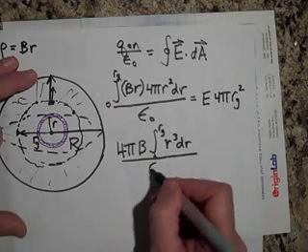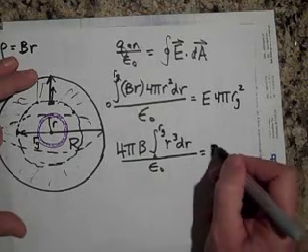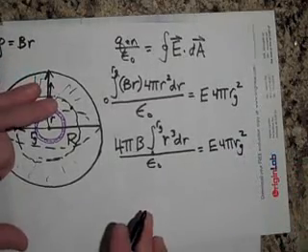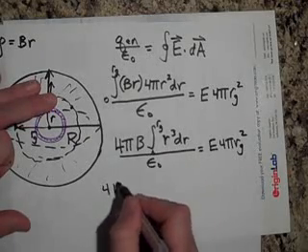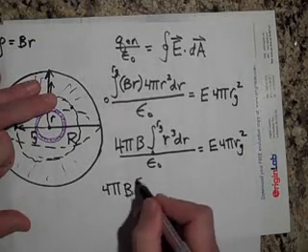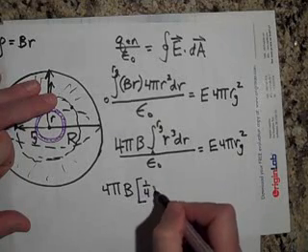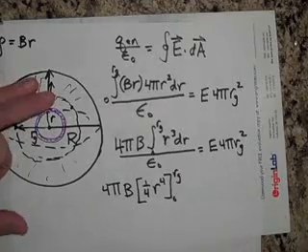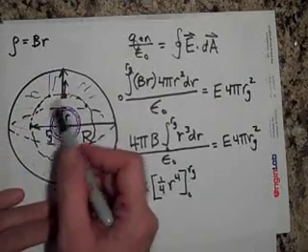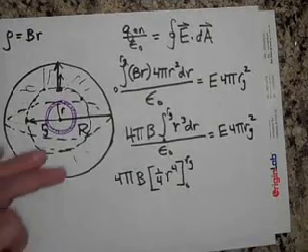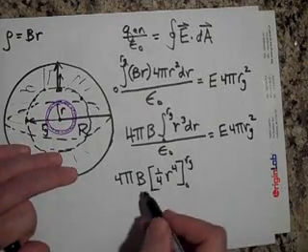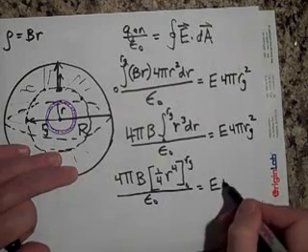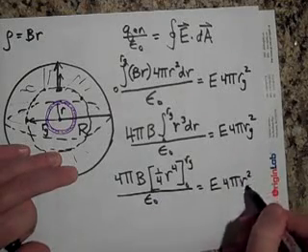And we have to put that all over epsilon naught, and that's equal to E times 4 pi r sub g squared. Okay, solving for this integral, I got 4 pi b, and when I solve for that, I get 1/4 r to the 4th from 0 to r sub g. You see how that's getting me the charge that's enclosed by the whole Gaussian surface? All right, and so all over epsilon naught, and that's equal to E times 4 pi r sub g squared.